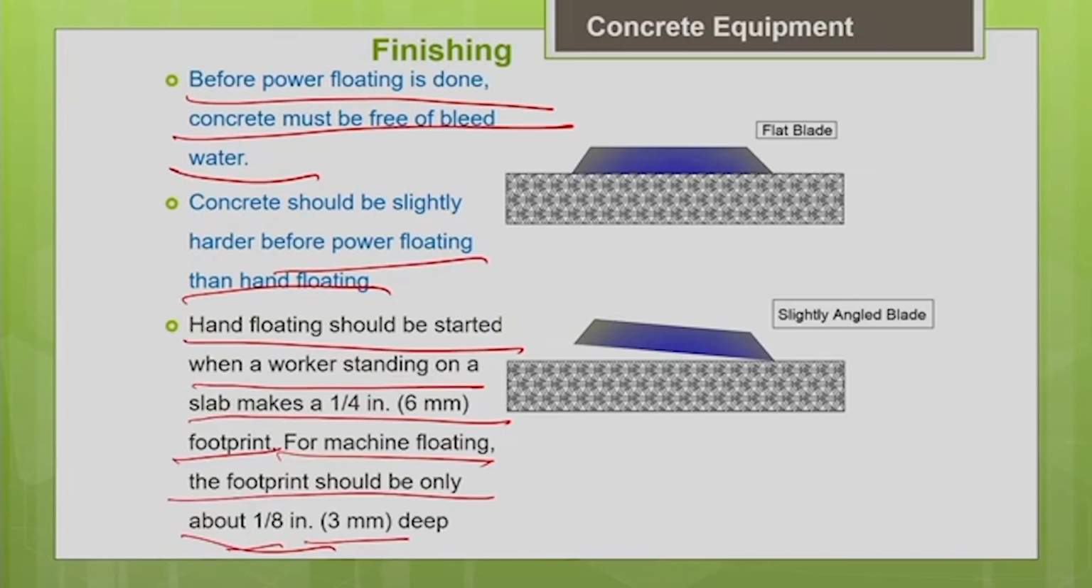You can see the picture, how they keep the blade flat. When you start the finishing job, you keep the blade flat and do it. That is called floating. For different stages of floating, you just keep on increasing the angle of the blade. But as I told you, the raised edge should not exceed 1 inch above the surface of the concrete. For every stage of finishing, you keep on increasing the angle of the blade, so that you can exert more pressure on the concrete.